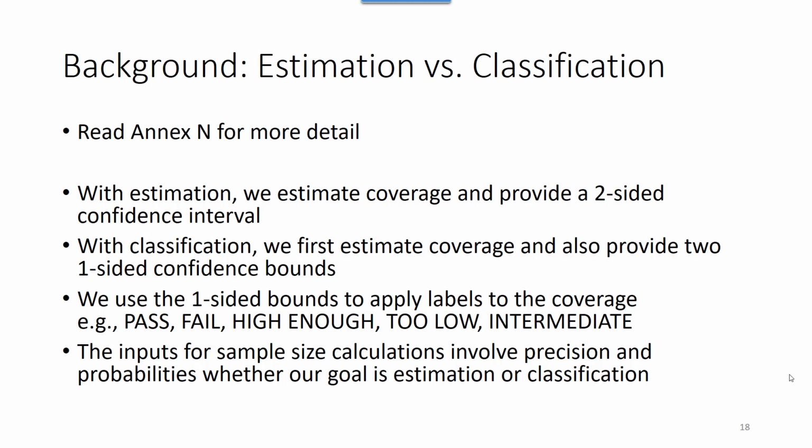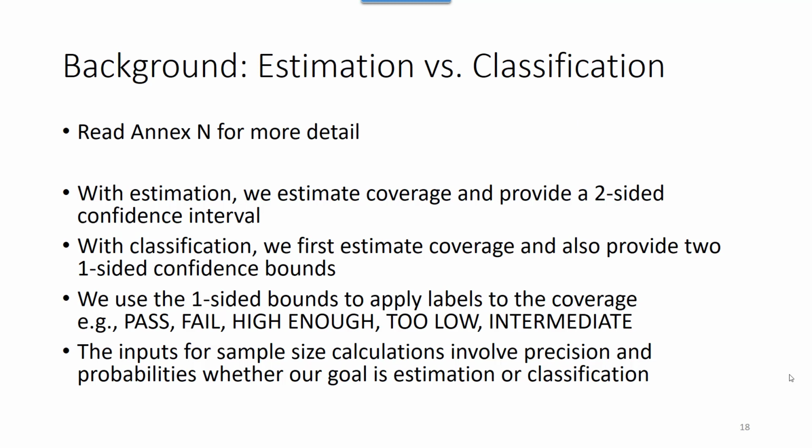When we estimate coverage, we estimate the coverage and then we provide a two-sided confidence interval in the summary tables. When we classify coverage, we also estimate the coverage and we provide two one-sided confidence bounds in the tables or in the figures. And then we use those one-sided bounds to apply labels to the coverage. The labels might be something like pass or fail or intermediate, high enough or too low.